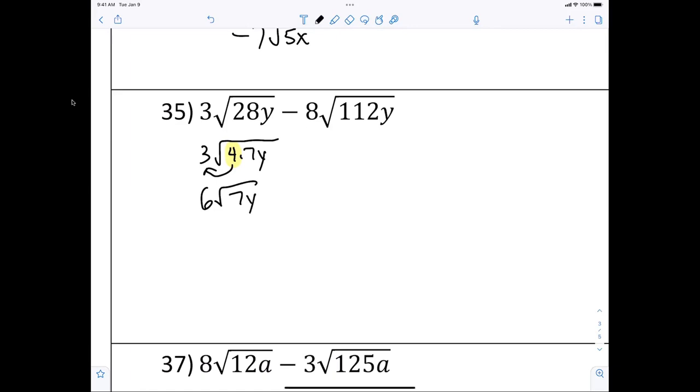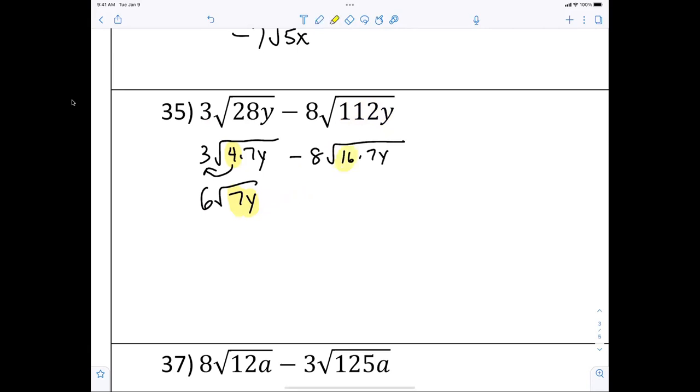All right, now here's what I try to tell everybody. If this is radical 7y, this over here is probably going to be a radical 7y. So take 112 and divide it by 7. And hopefully that's a perfect square. That's a little practice to help you. So what is it? 16 radical 7. Okay, so now what?